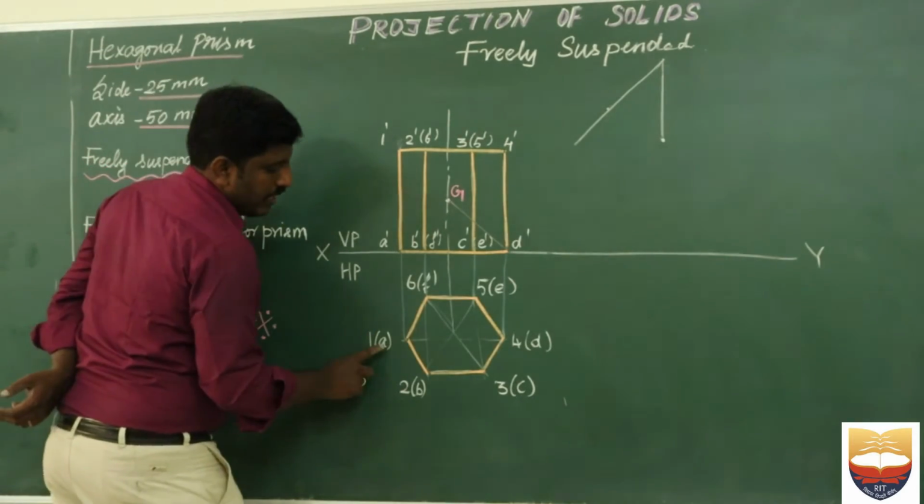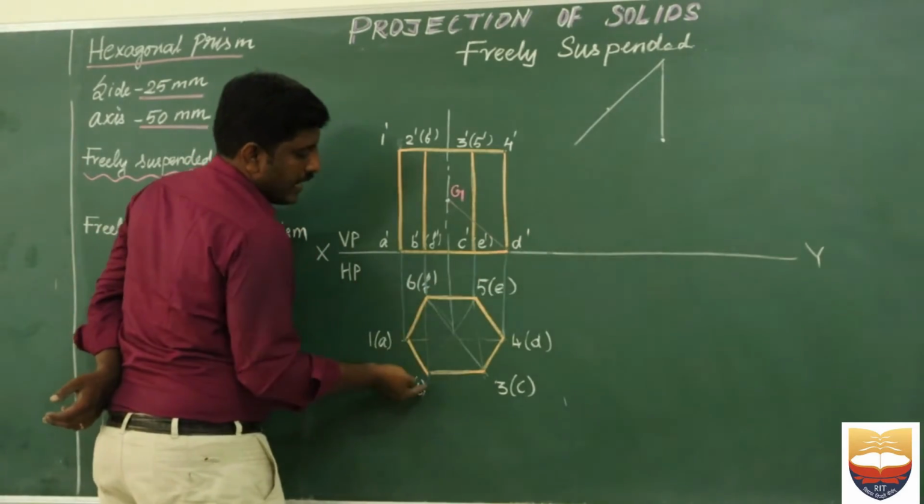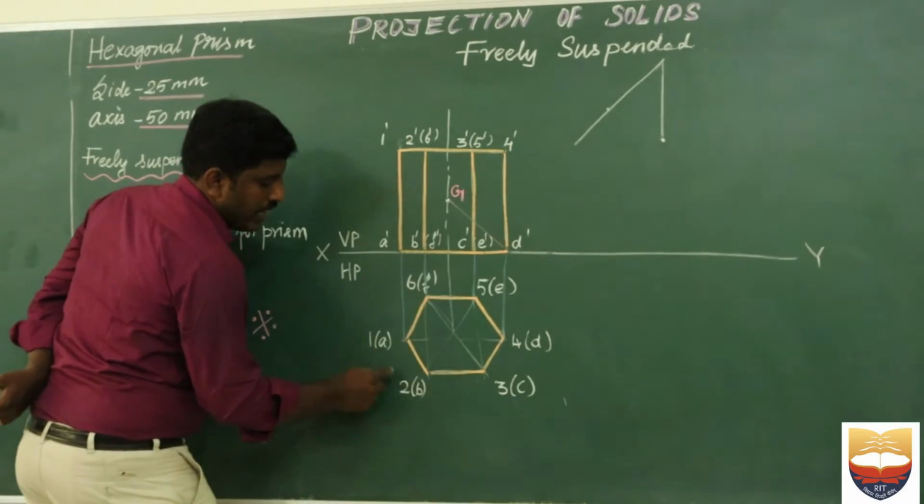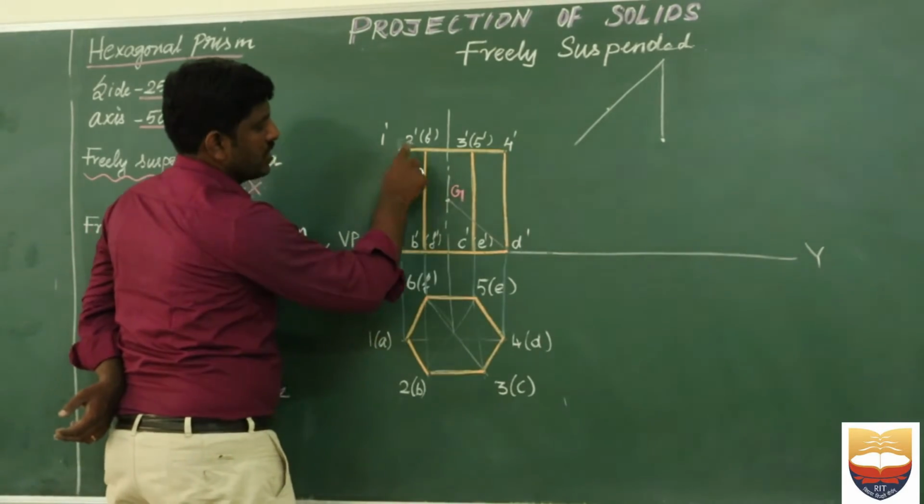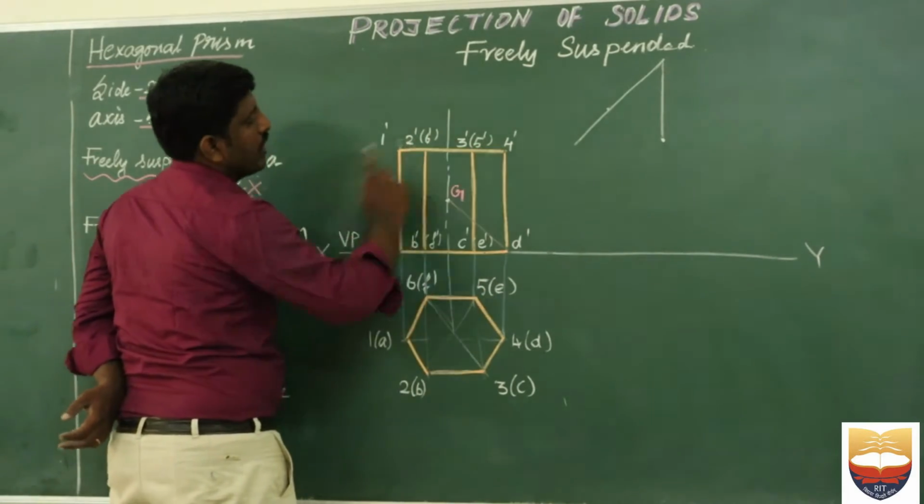From here I can see A, B, C, D, so A dash, B dash, C dash, D dash. I cannot see F dash and E dash, so I have given them in the bracket. Similarly 1 dash, 2 dash, 3 dash, 4 dash, and I cannot see 6 and 5, so I have given them in the bracket.